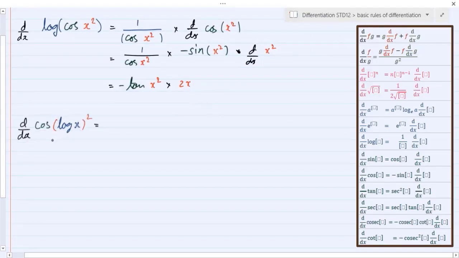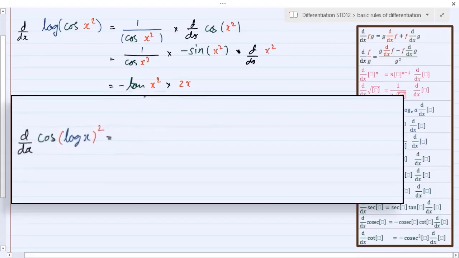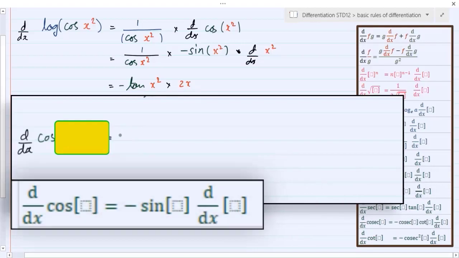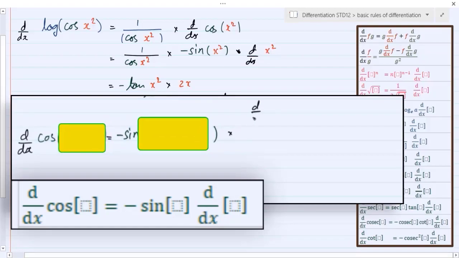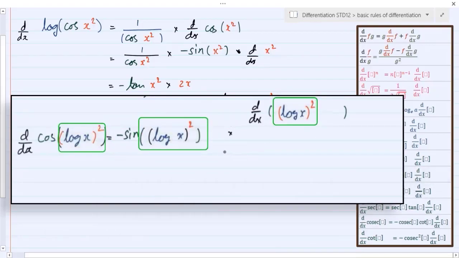Now in the next sum, we will try to differentiate directly. Here we have the differentiation of cos (log x) the whole square. First of all, cos is the outermost function. So the rest of the terms will be considered in the box. We just have to differentiate cos box, which is minus sin box into d by dx of box. Within the box we have (log x) the whole square.